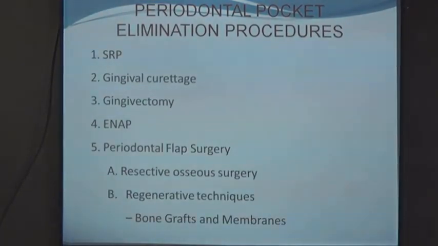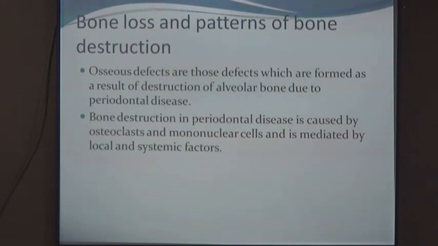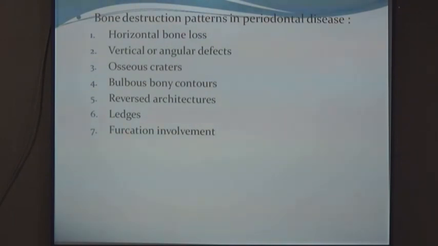How do you eliminate the pocket? SRP, gingival curettage, gingivectomy, ENAP and periodontal flap surgery. Already I told you, the most common osseous defect is horizontal. Responsible for bone destruction are chronic gingival inflammation, trauma from occlusion, and a combination of both. Bone destruction patterns in periodontal disease: horizontal, vertical, craters, bulbous bony contours, reverse architecture, ledges and furcation involvement.